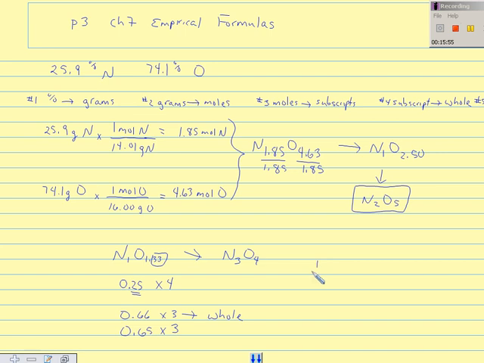Now the fractions that you should be familiar with, because I won't go any further than this, would be quarters, or thirds, or fifths, or halves. I'm not going to do anything beyond that. Okay, that is the end of empirical formulas.